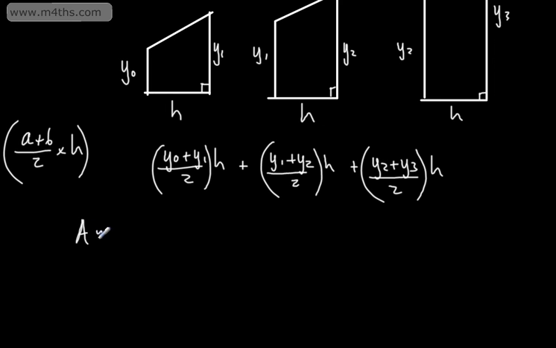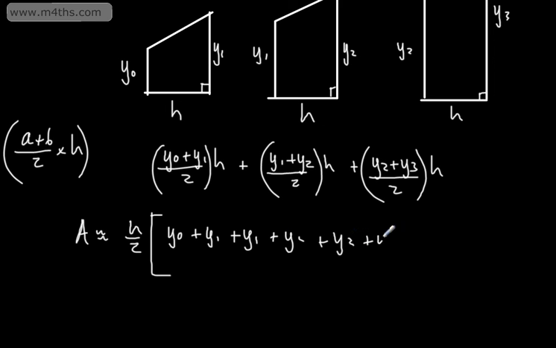So the area is approximately equal to the sum of these. Taking out h over 2, that's a common factor here, what we're going to have is y0 plus y1 plus y1 plus y2 plus y3 on here, plus y2 plus y3.